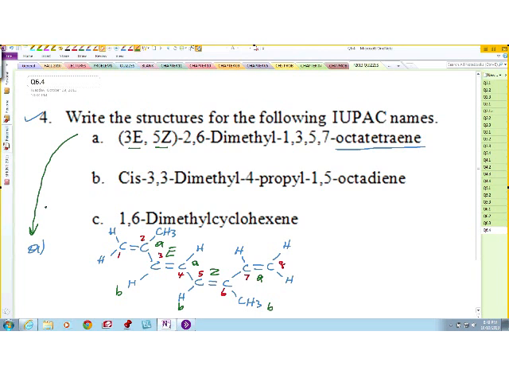Yes. Huh? Say that again. Well, as long as you indicate the E/Z stereochemistry, that's fine.